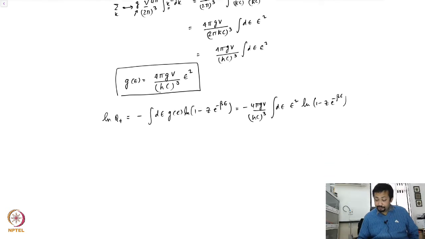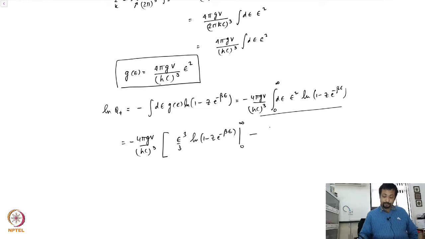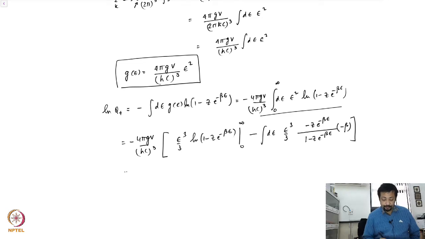We carried out these integrals. The way to go ahead is to use integration by parts, and we will do it over here also. This is epsilon cube by 3 ln of 1 minus z e to the power minus beta epsilon from 0 to infinity, minus integration d epsilon cube by 3 times the derivative of this log, which is going to give me z e to the power minus beta epsilon, minus z e to the power minus beta epsilon, and then d by d epsilon of minus beta epsilon, which gives a minus beta factor. So this minus and this minus make a plus, and this minus makes a plus.